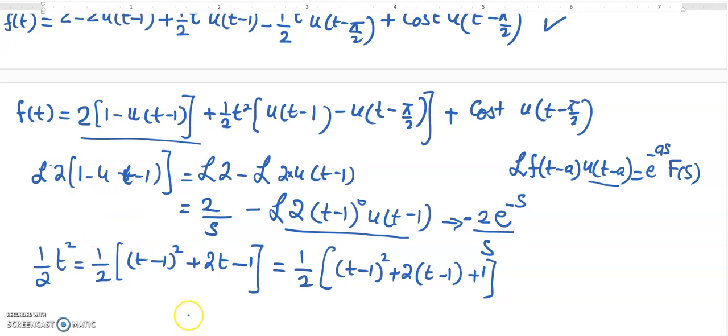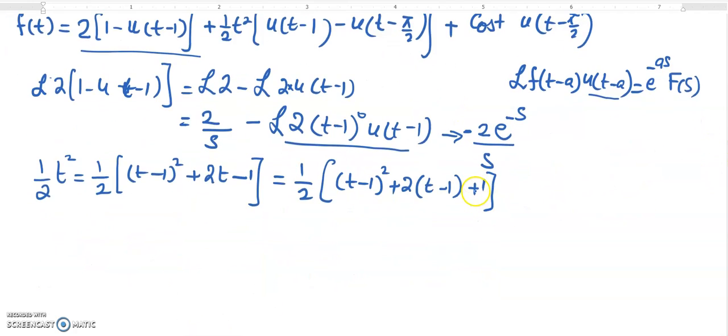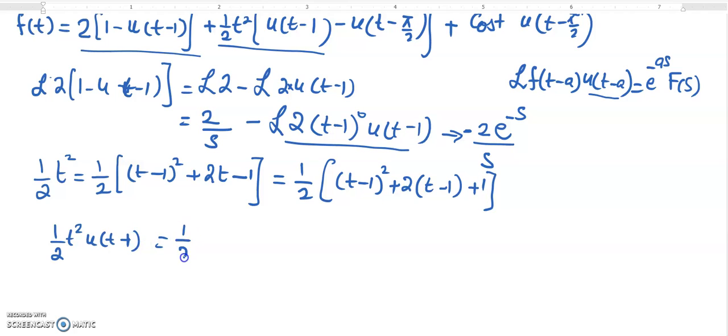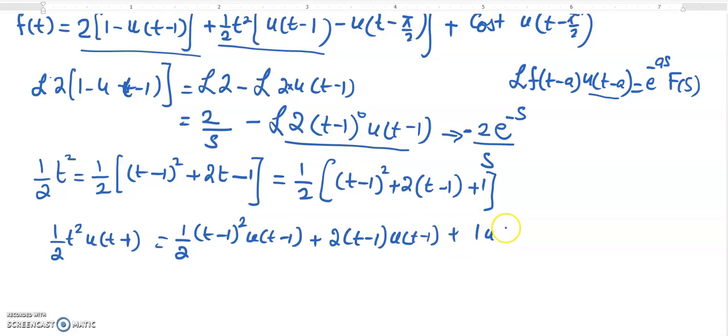Now originally I have this function, 1 by 2 t square u(t minus 1), which can now be written as 1 by 2 (t minus 1) square u(t minus 1), and then plus 2 (t minus 1) into u(t minus 1), and then plus 1 into u(t minus 1).